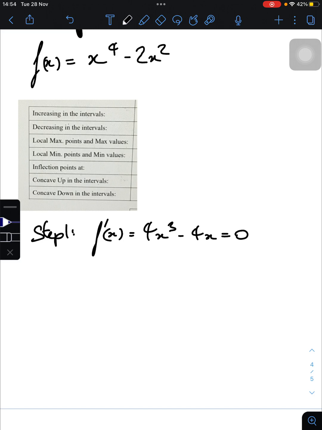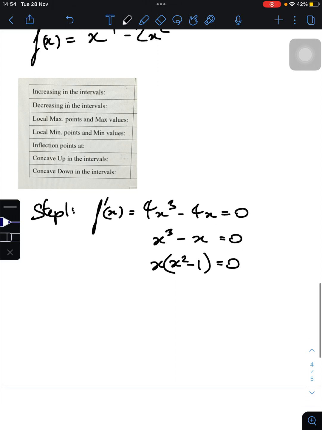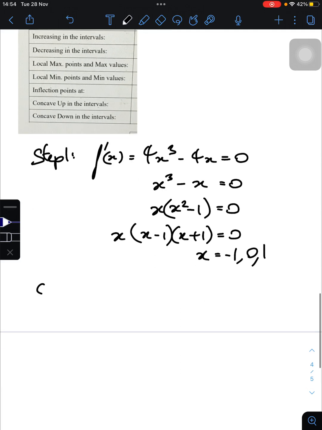Well, let's figure out our 4s because they've both got 4. So we've really got x cubed minus x equals 0. Try factorizing that, take x outside. Remember we can't get rid of x just by cancelling it down because that is in fact a solution. Think about it, we've got x times x minus 1, x plus 1 equals 0. So our solutions include 0. We get minus 1, 0, and 1. So that there is step 1.